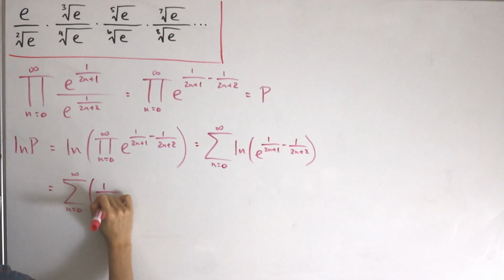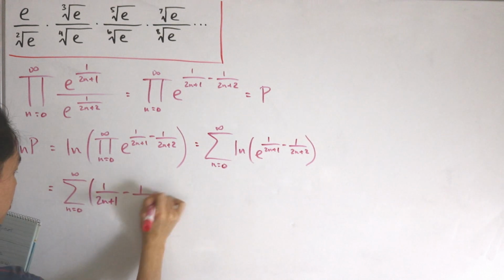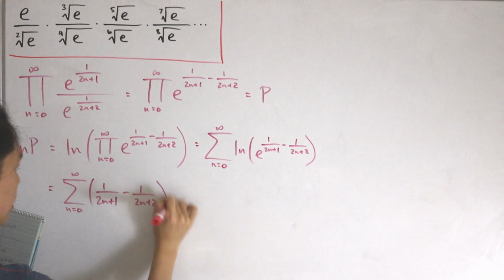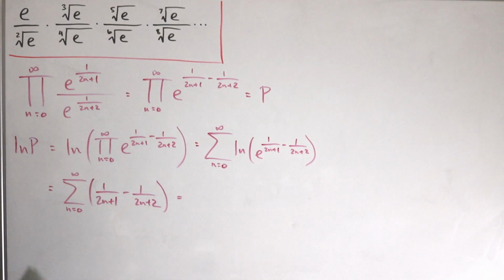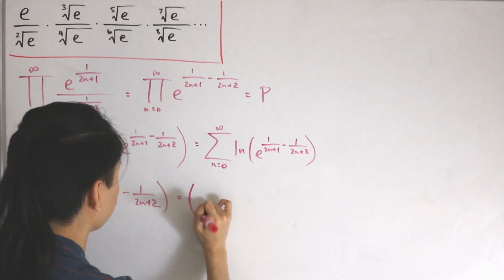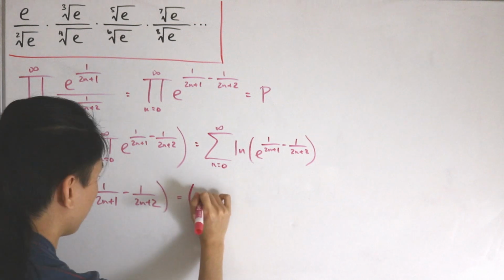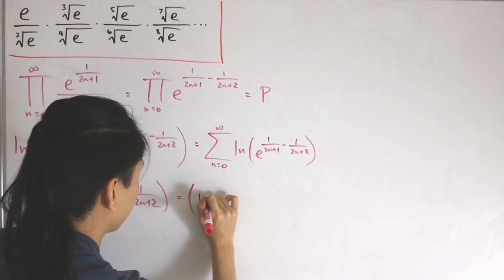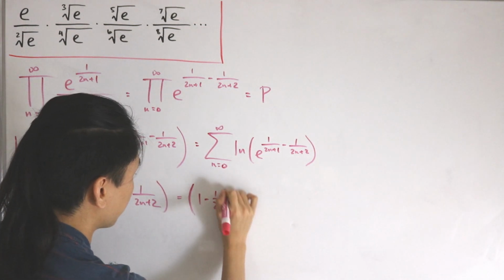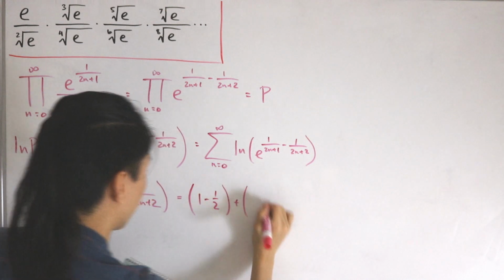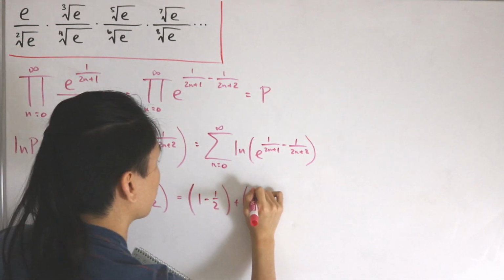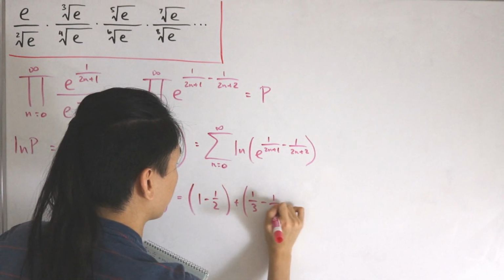So 1 divided by 2n plus 1, subtract 1 divided by 2n plus 2. Now let's actually just write out a few numbers to get an idea of what this expansion looks like. If I plug in 0, I have 1 over 1, then I subtract that, so this is 1/2. Then we add this with, now plug in 1, 1 over 3, then subtract 1 over 4.